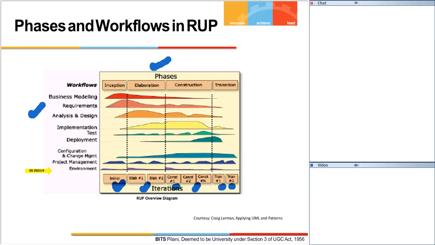Suppose my first iteration is 4 weeks. In the first 4 weeks, I will implement this particular set of requirements, and then in the next iteration, you will take up the next set of requirements. In this way, at the end of every iteration, you have a small partial executable system.